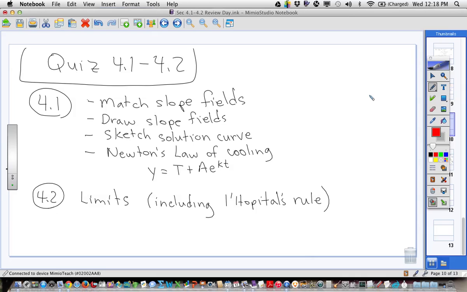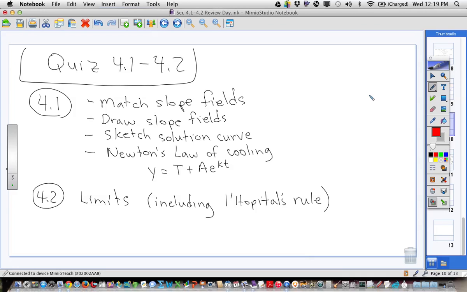Okay? And we'll have to get right in here and get going, because then they're going to cut in the third block of things. So we're going to have about a half hour, so we'll get our Calc Carols going right away. All right, so on the quiz, 4.1 was about the slope field, so you're going to have to do some matching.